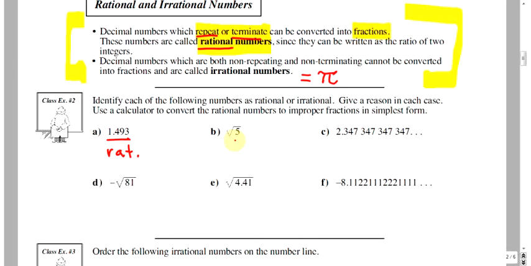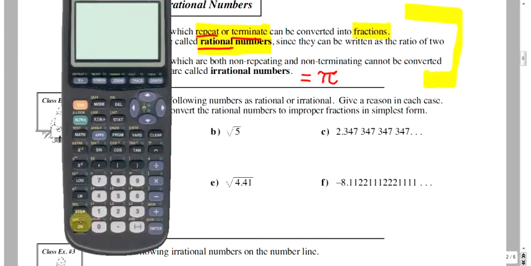Root 5. Does that repeat or terminate as a decimal? Do we know yet? No. We don't. How can we find out? Okay, put that in your calculator. Square root of 5. Let's see what happens.